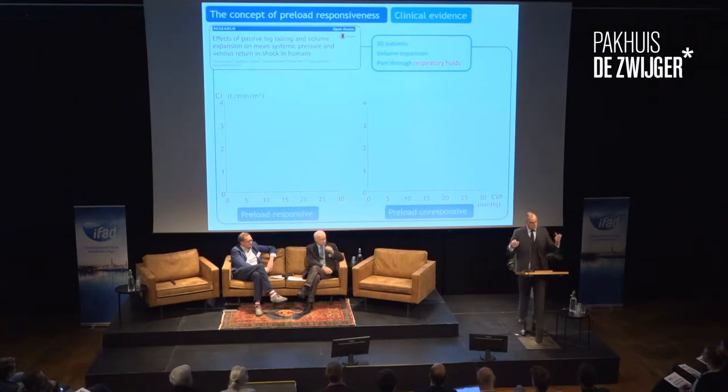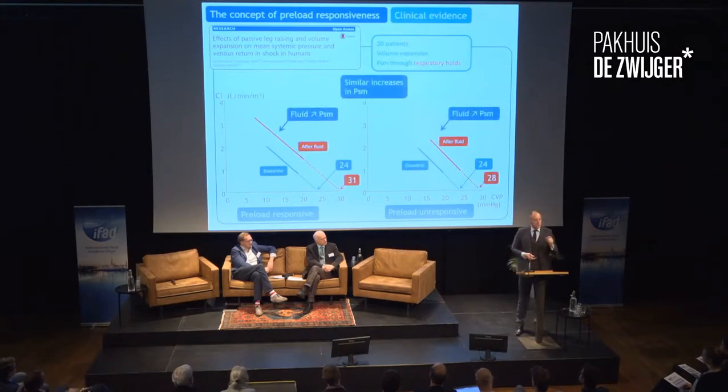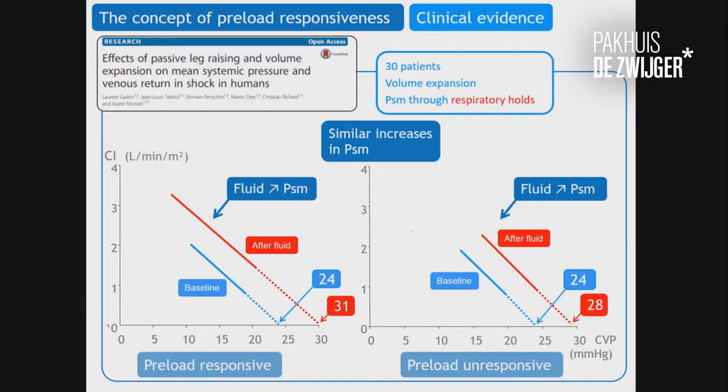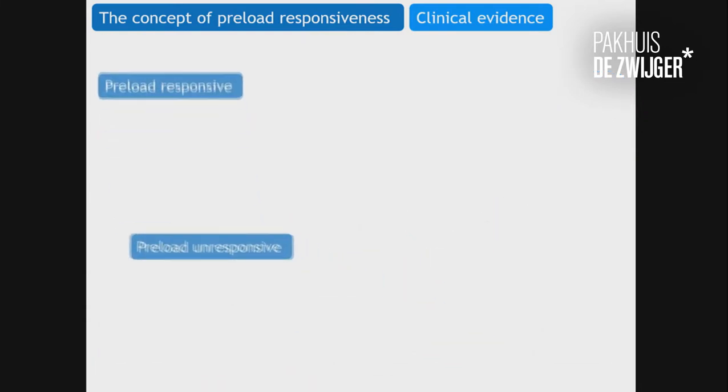And we examined two types of patients, fluid responsive or preload responsive and preload unresponsive patients. And we observed that in both types of patients, fluid administration led to a significant increase in the mean systemic pressure. The venous return curve was transferred to the right side. And this increase in mean systemic pressure was the same in preload responders and preload non-responders.